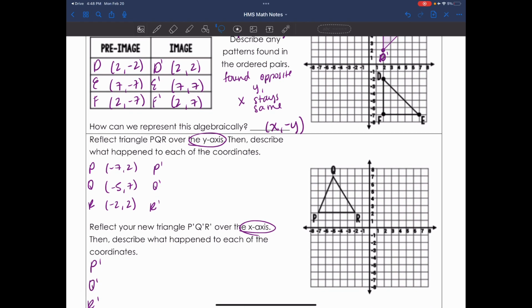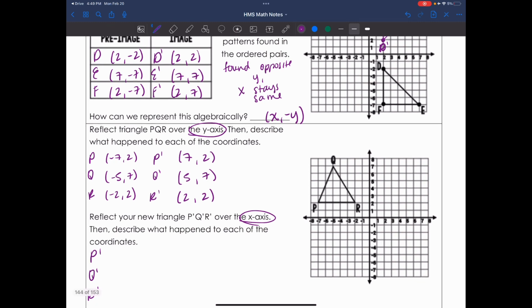Why not? If I'm reflecting over the y, what does that mean? Yes, boom shakalaka, opposite x. So instead of negative 7, I'm doing positive 7, 2. Instead of negative 5, positive 5, 7. And instead of negative 2, it's going to be positive 2, 2. Right? So those are now my new primes.